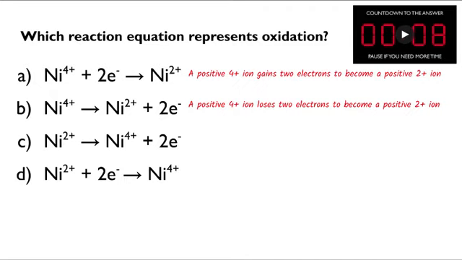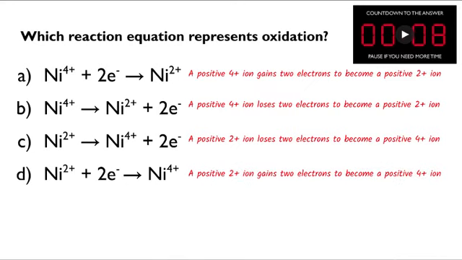If the electrons are located in the product, but not in the reactant, we are looking at losing electrons. If the electrons are located in the reactant but not in the product, we are looking at gaining electrons. In C, we have a 2 plus ion losing 2 electrons to become a 4 plus ion. And in D, we have a 2 plus ion gaining 2 electrons to become a 4 plus ion.